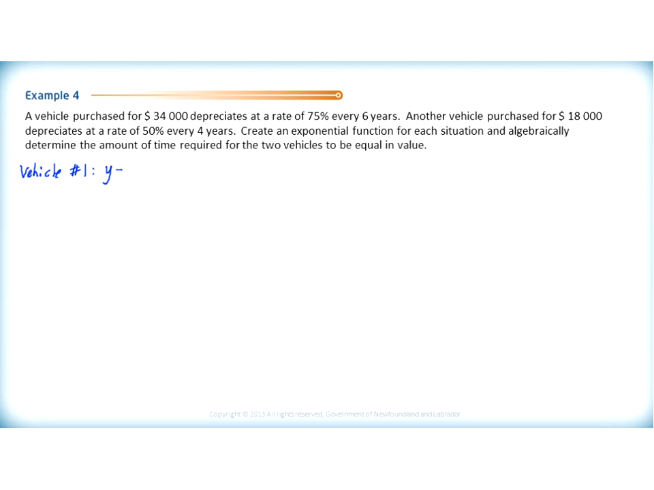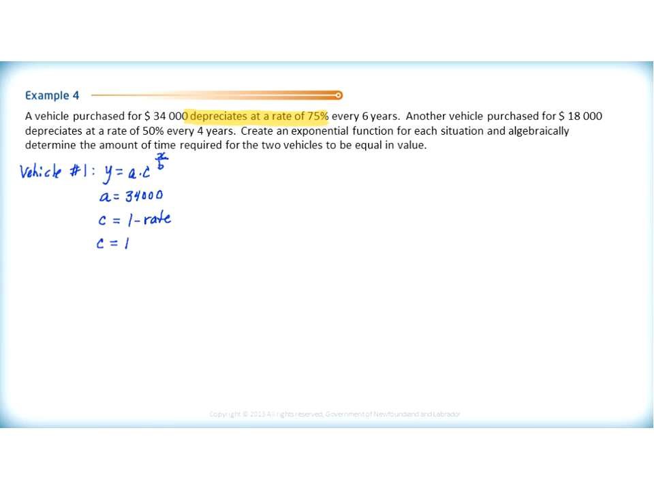So if we look at setting up an exponential equation to represent vehicle number 1, it will be of the form y equals a times c to the power of x over b. So we have the value of a to equal 34,000. But this is an example of an exponential decay because we're told that it depreciates at a rate of 75%. So this time the value of c will be calculated by using 1 minus the rate. That will always be the case when you're working with depreciation.